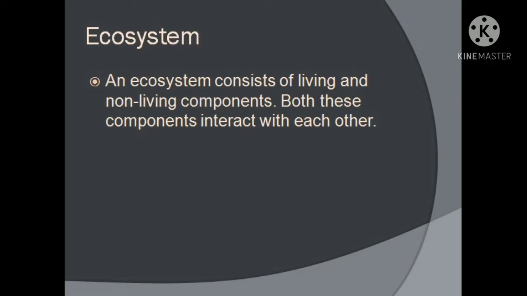Ecosystem. An ecosystem consists of living and non-living components. Both these components interact with each other. The living component of an ecosystem consists of producers, herbivores, carnivores, and omnivores. Dear student, what are herbivores? Herbivores are the animals which eat only plant products. What are producers? Producers are the plants which capture solar energy and transform it into chemical energy. And the non-living components of an ecosystem are light, soil, temperature, and water.